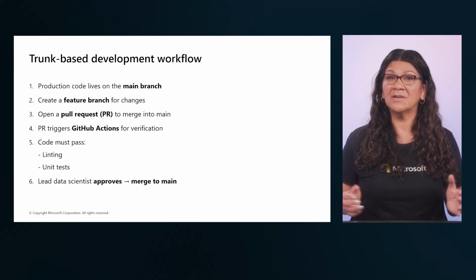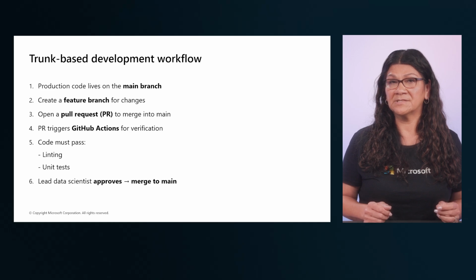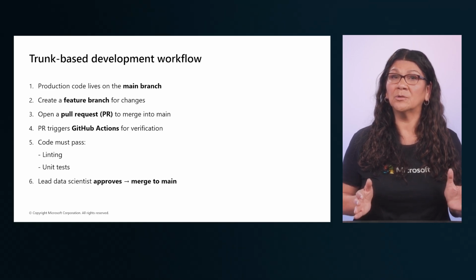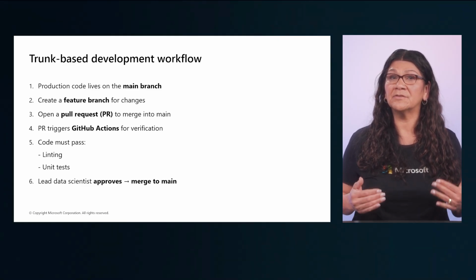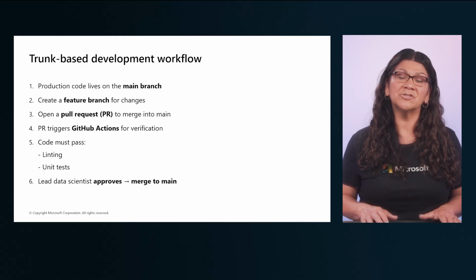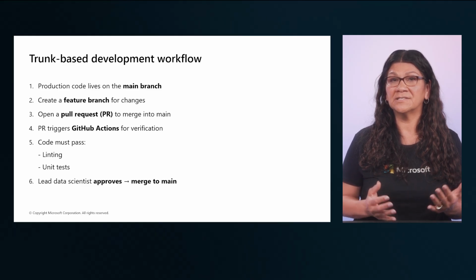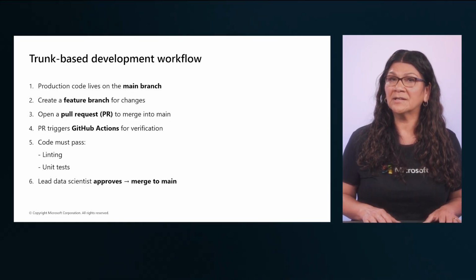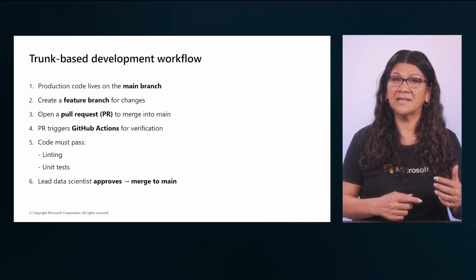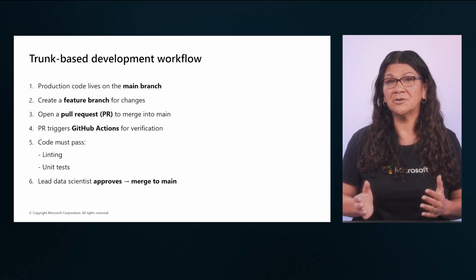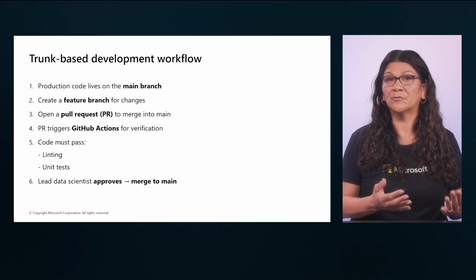Here is a sample of a production-focused GitHub workflow, often used with MLOps. The main branch here holds stable production code, while changes are developed in short-lived feature branches. When a contributor finishes work, they open a pull request to merge into main. The pull request automatically triggers GitHub Actions, which runs checks behind the scenes, such as linting and unit tests, to verify that the change is safe and maintainable before it's merged.